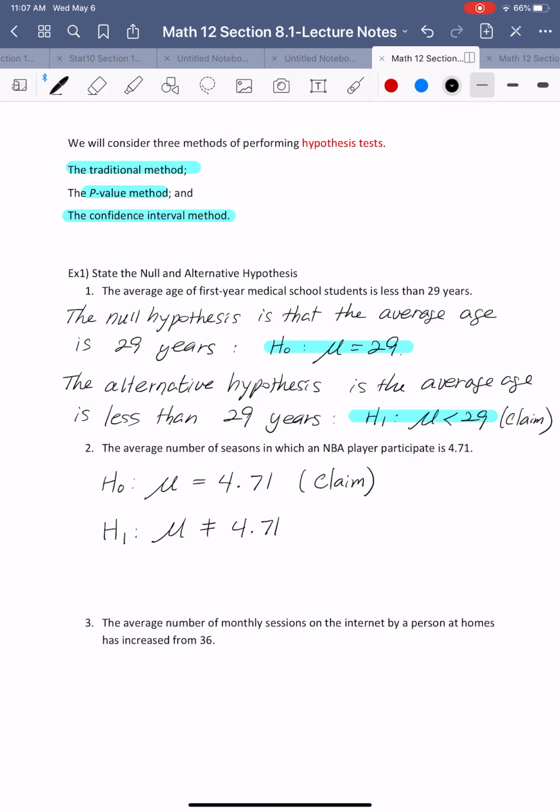In this case, the null hypothesis is the claim. Number 3, another average: the average number of monthly sessions on the internet by a person at home has increased from 36. So H sub 0: mu is equal to 36. But the alternative hypothesis, as we have, is greater. So now the alternative hypothesis is the claim this time.